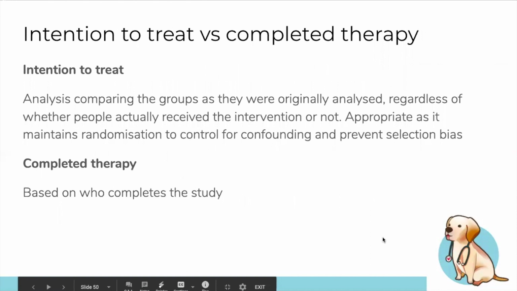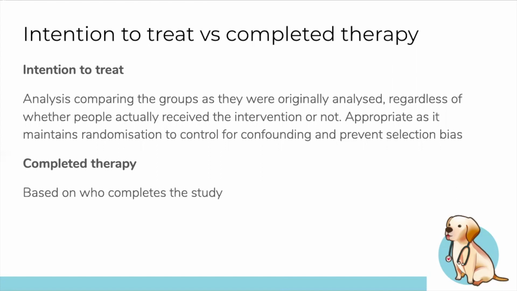So some math that I think they threw into the slides at the end of the study design stuff was intention to treat versus completed therapy. The examples that they have are pretty good, so if you want to run through your own calculation, just go through that. But essentially the difference between the two is that when you're analyzing intention to treat, you compare, oh, why is there a typo in this as well? You compare the groups as they were originally assigned, regardless of whether people actually received the intervention or not.